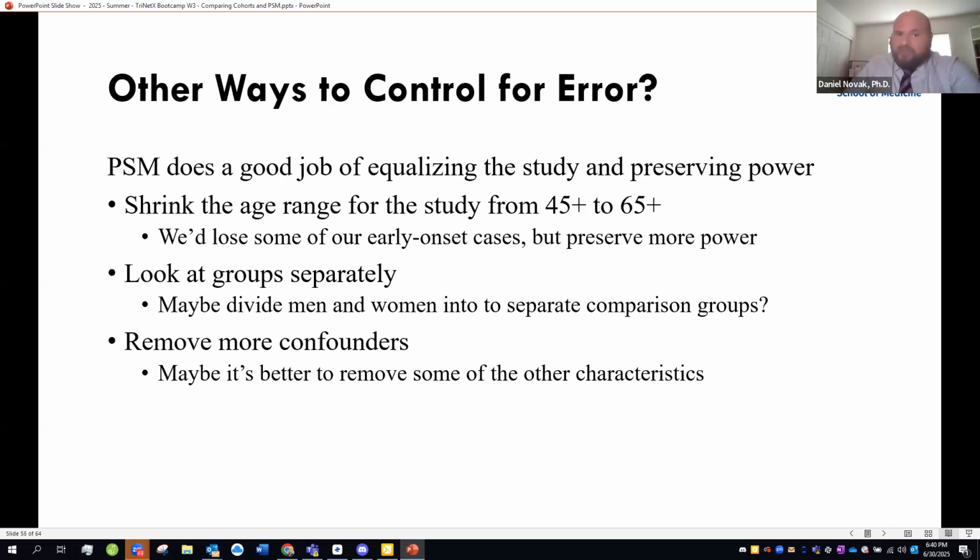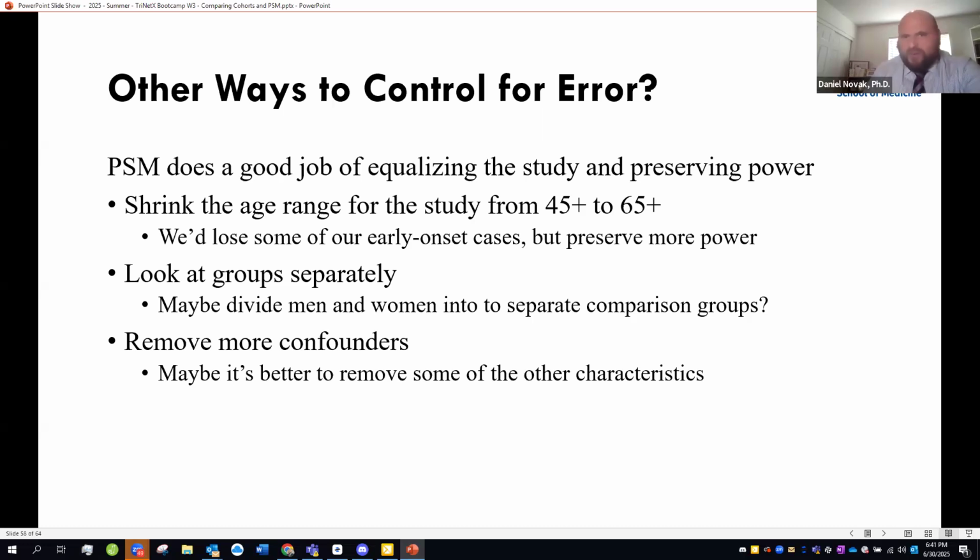You can look at groups separately, maybe dividing men and women into separate comparison groups because they clearly have different risk profiles for what's going on here. And that could be something to consider. And you might want to go and remove more confounders, go back to the cohorts and take out more potential, sorry, not confounders, but mediators, things that might be getting in the way of us getting a crystal clear signal of what's going on with our cohorts. So propensity score matching isn't the only way to control for some of these sources of error, some of these confounders and some of these complexities that we're looking for, but it is a very good way to do it.